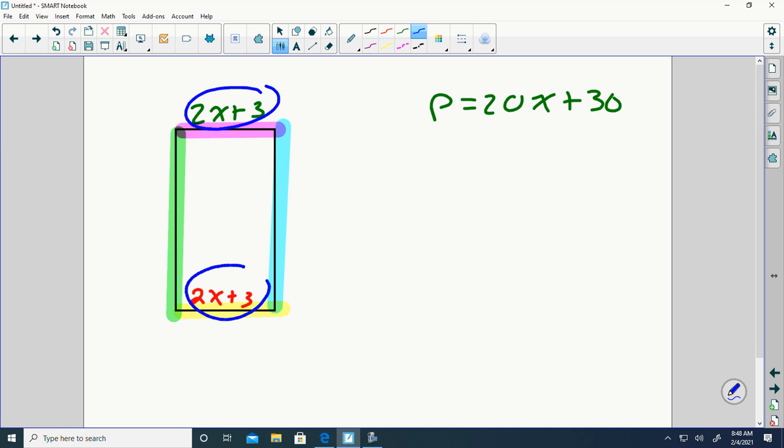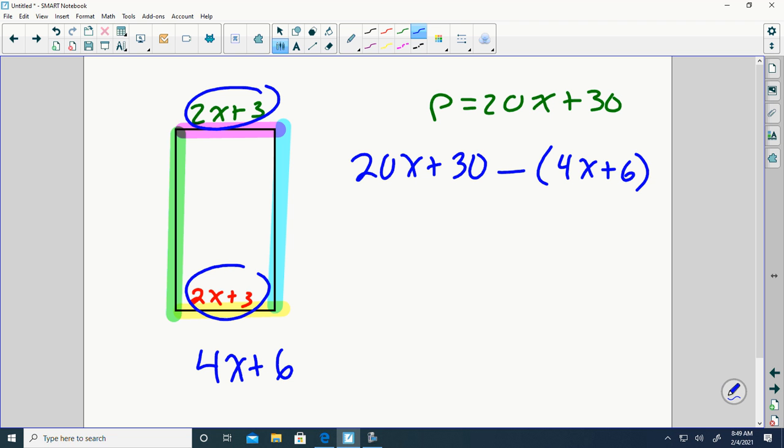Okay, so let's add these together. I feel comfortable saying that's 4x plus 6. Do the rest of you feel comfortable with that? So let's do what Maddox said. I'm going to take 20x plus 30, and I'm going to subtract 4x plus 6. What should I do with this negative out front? Distribute it. Yeah. So I get 20x plus 30 minus 4x minus 6.